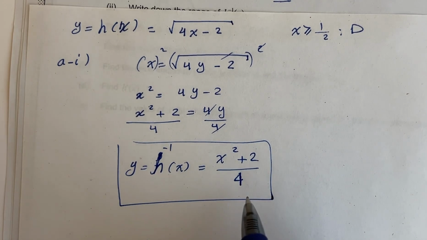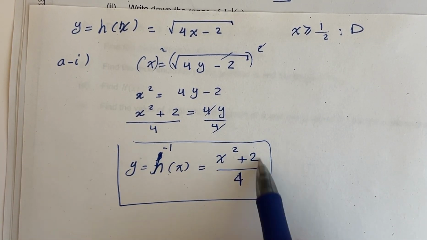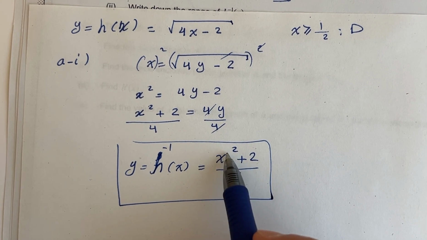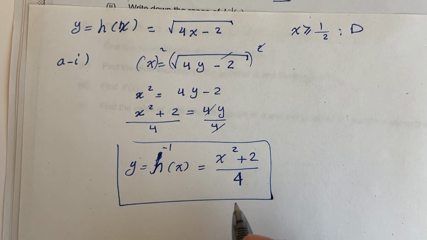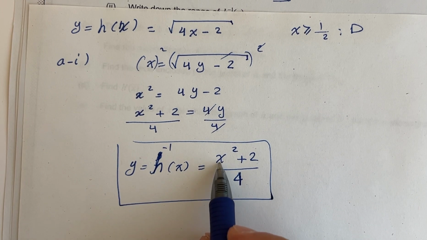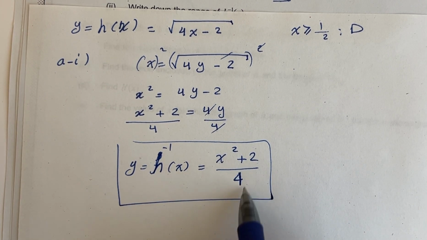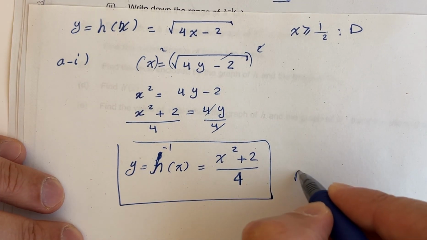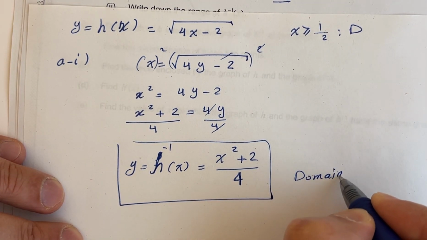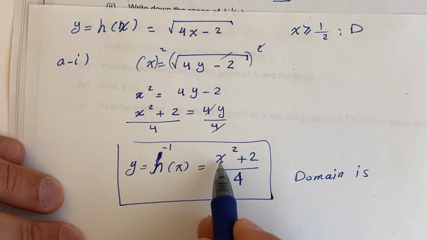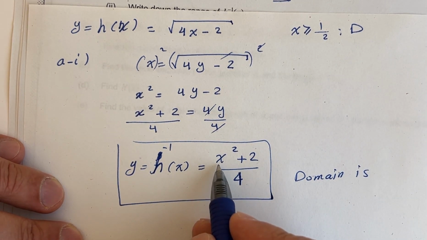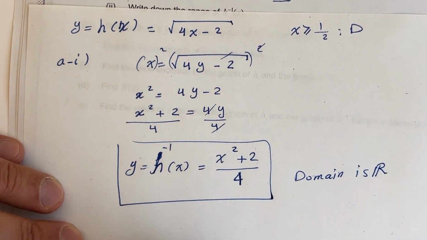The domain here is, since this looks like a quadratic function, x squared is always positive, but here x can be any number, so also the denominator will never be 0. So the domain here, which is the values of x, right? So the domain here is all real numbers, because any value of x can work here.